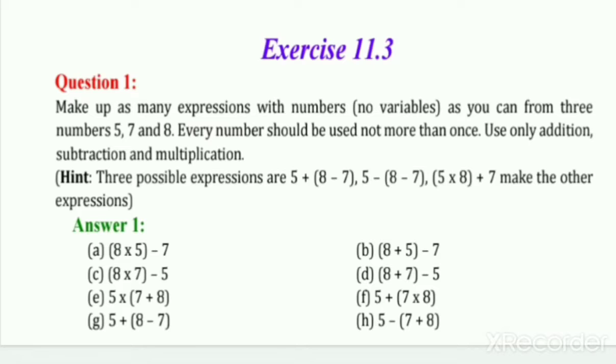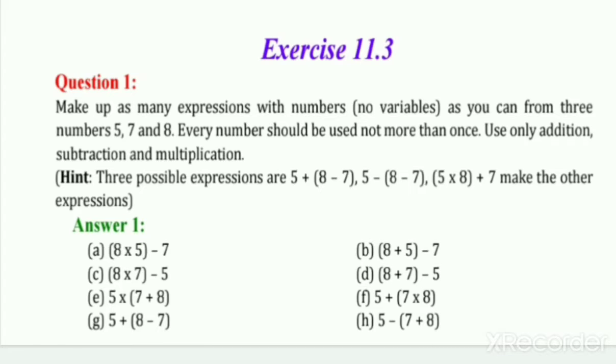You have to use these 3 numbers and represent them using multiplication, addition and subtraction. The hint given is that 3 possible expressions are 5 plus bracket 8 minus 7. You have to take all 3 numbers, not like 5 plus 7. No, you have to take all the 3 numbers and use addition, subtraction and multiplication in an algebraic expression.